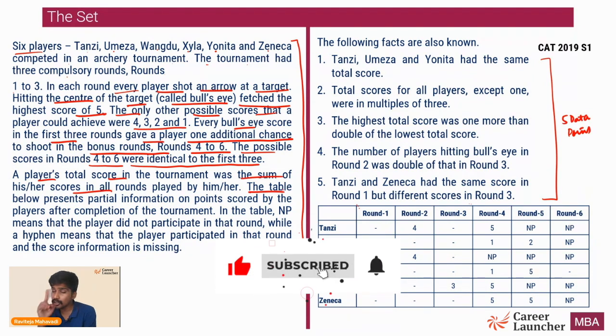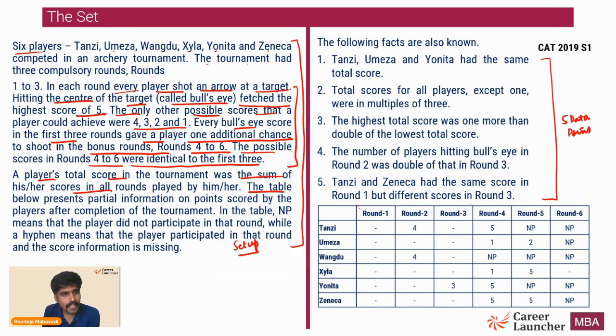Not much to understand or assimilate over here. The only 2 important sentences we have come across till now are these. The table below represents partial information, that is, missing data. In the table, NP means that the player did not participate in that round, while a hyphen means that the player participated in that round and the information is missing. So only hyphens correspond to missing data. Everything else for rounds 4, 5, 6 has no missing data except for this player X. Only this player X has missing data over here. So this is what we know.